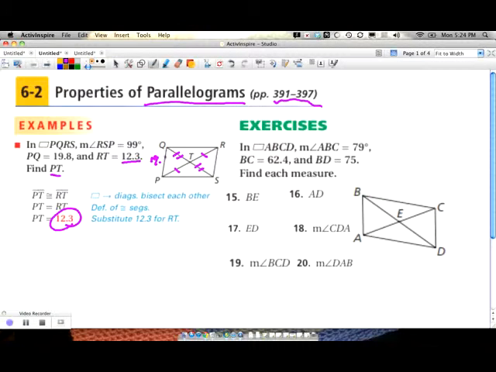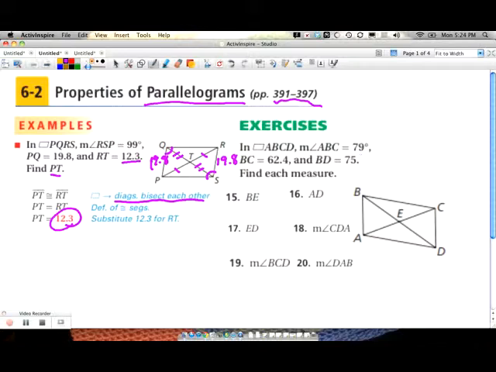What else do we know? If PQ is 19.8 over here, so is this side, 19.8. And if angle RSP, which would be this angle down here, is 99 degrees, so is this one, PQR. We have a lot of congruency of opposite angles, opposite sides, and almost opposite halves of the diagonal, if you want to think of it like that. But the general idea that was used, diagonals bisect each other.